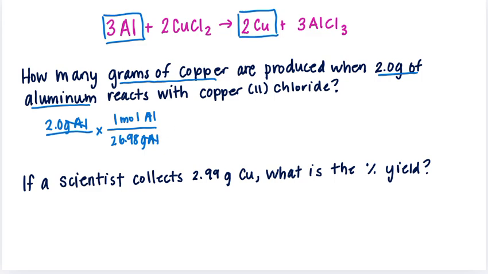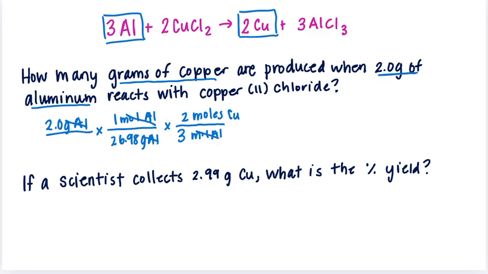Now if I stop the problem, I have moles of aluminum. As soon as I have moles, I am ready to use the mole ratio. So I'm going to add another step, and my mole ratio is 3 to 2. Remember that we need to make sure that moles of aluminum are on the bottom of the fraction so that our units and our substance cancel out. The coefficient tells me that for every 3 moles of aluminum, I am going to produce 2 moles of copper.